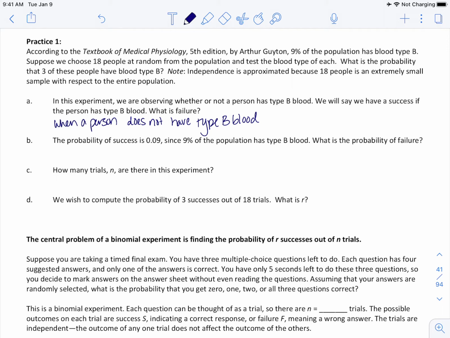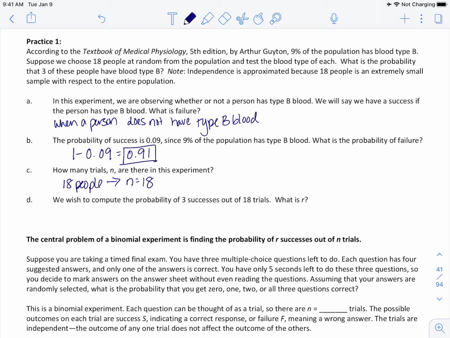So we know these need to add up to 1. So I'm going to do 1 minus 0.09. So this will be 0.91. How many trials N are there in this experiment? We have 18 people. So that means our N is 18. We wish to compute the probability of 3 successes out of 18 trials.